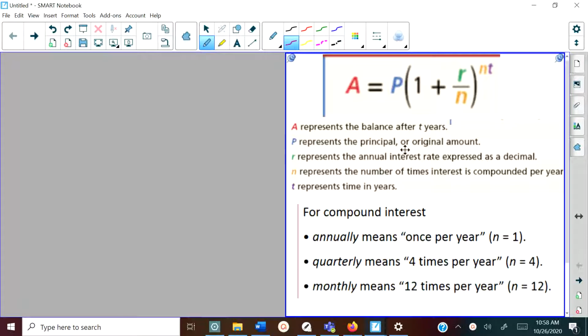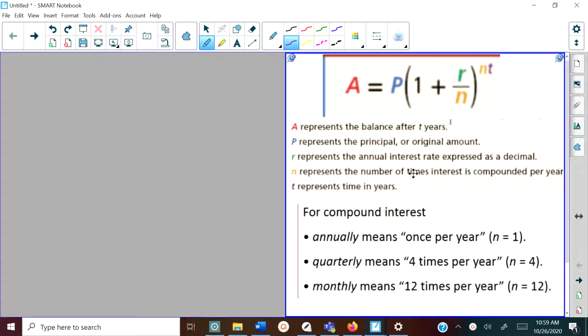The A represents the balance after T years, P represents the principal or the original amount, R represents the annual interest rate expressed as a decimal, N represents the number of times interest is compounded per year, and T represents the time in years.